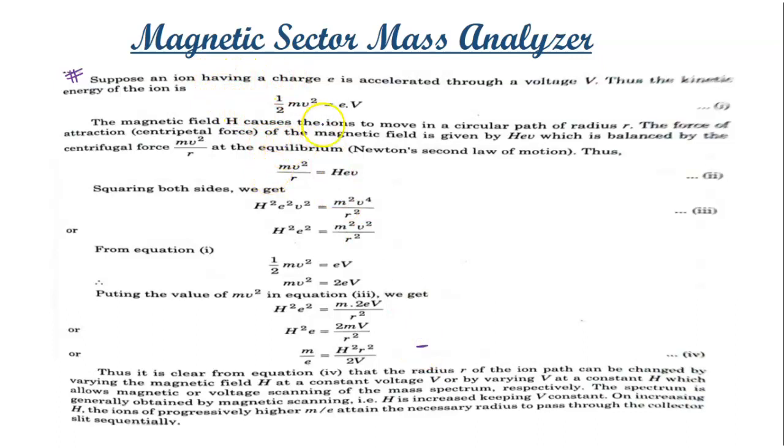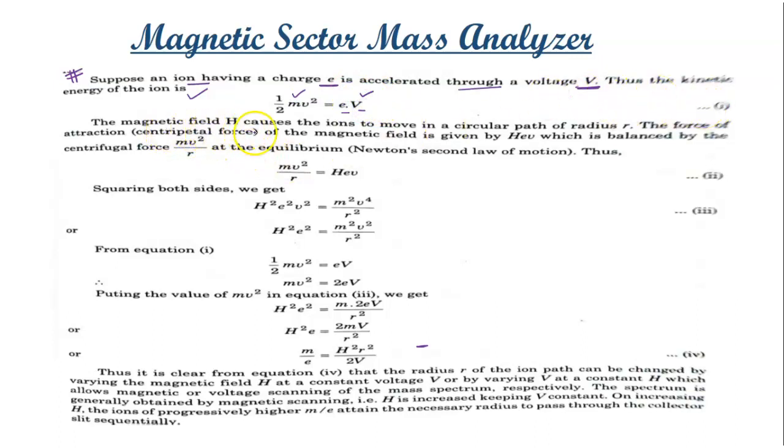See, to derive this equation, we have to see from the starting what is happening. Your ions are accelerated, so that they all are having the same kinetic energy. Let's just assume that your ion has charge e and it is accelerated through voltage V. So the kinetic energy of this particular ion is half mv square, and it is equal to the charge multiplied by voltage, eV. Take it as equation 1.